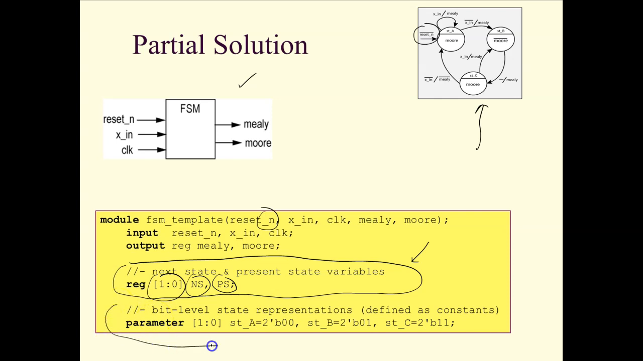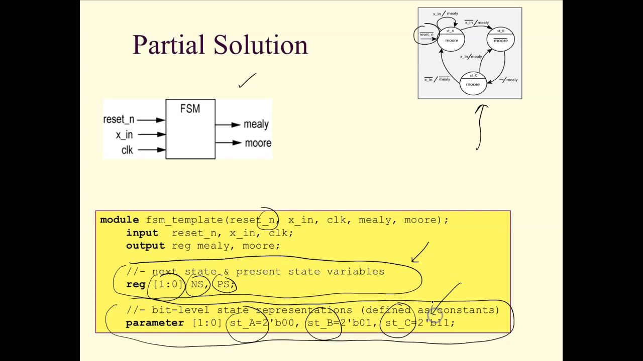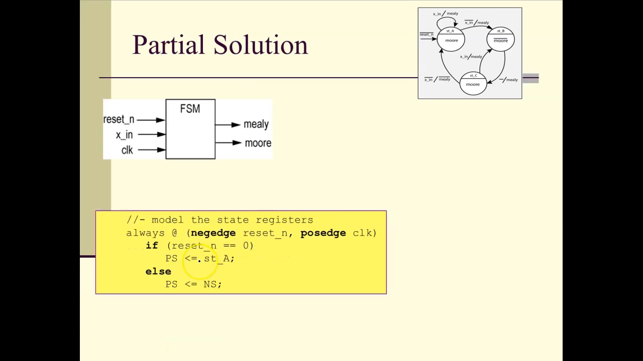But now what we're going to do is define some constant values to represent the state registers. We've given ourselves three constants here, and we also assign the constants a value. Those values are the actual values of the state register. And if you notice, they're all 2 bits, and they are all different. They're all unique.